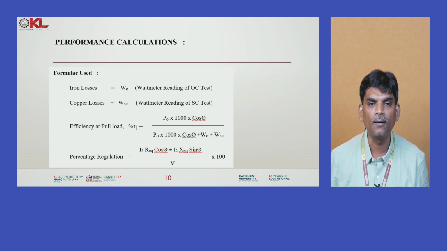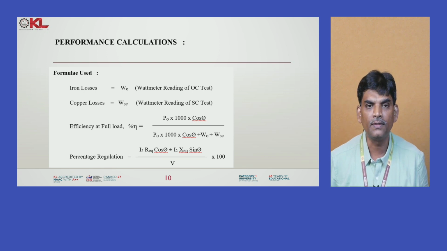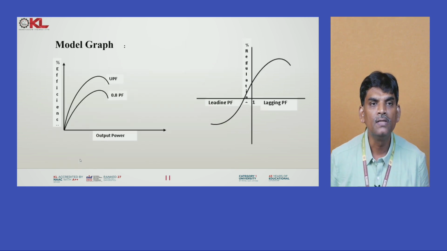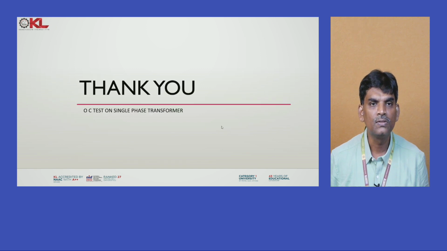For different loads with different power factors, we calculate the regulation and see how the transformer behaves. Using these formulas, we plot the graph of output power versus efficiency. We observe quarter load, half load, three-quarter load and full load. Generally the three-quarter load gives the maximum efficiency. This is the regulation curve. Lagging power factor generally gives positive regulation, and leading power factor gives negative regulation. So thank you.